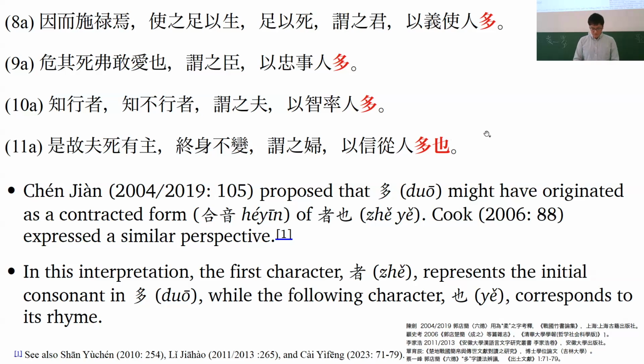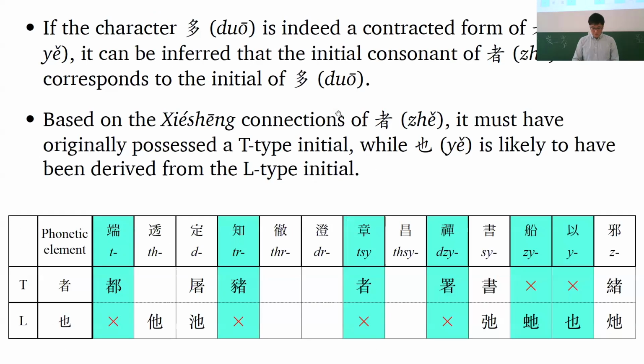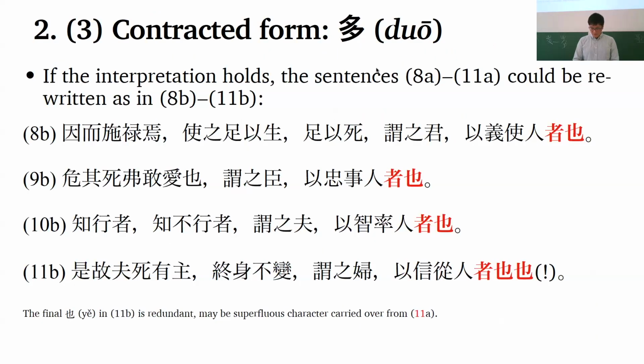So if the interpretation is correct, the sentence 8A to 11A could be written as in 8B to 11B. 为归君以义使人者也, so 多 changes to 者也, 以重视人者也，谓之夫；以治率人者也，谓之夫；以信从人者也。So the last one might be redundant, but this is really interesting data.